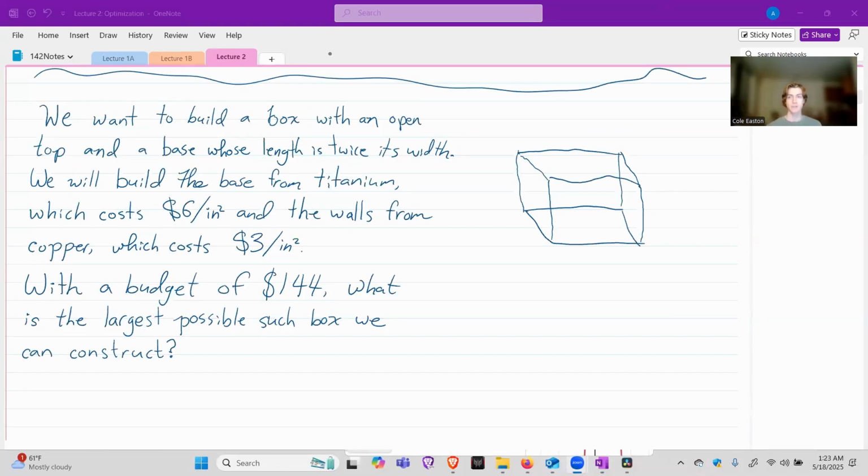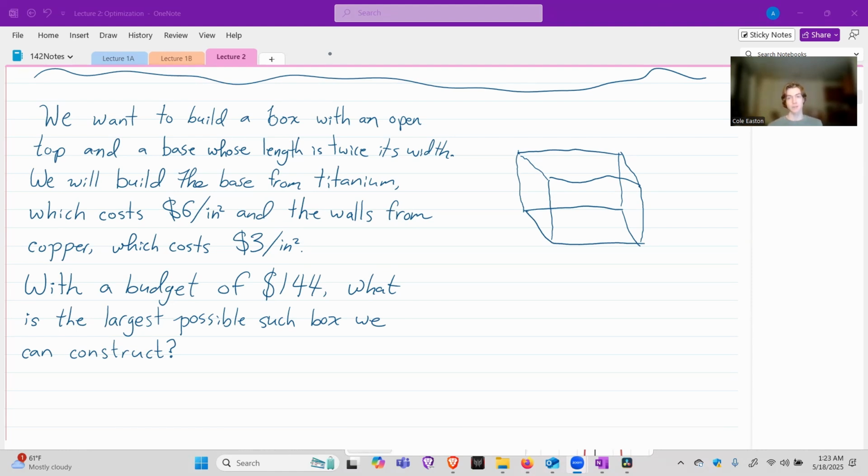All right, here's our next problem, and I promise the numbers for this one will work out a lot better than the last one. So it says we want to build a box with an open top and a base whose length is twice its width. We will build the base from titanium, which costs $6 per square inch, and the walls from copper, which costs $3 per square inch. With a budget of $144, what is the largest possible such box we can construct?